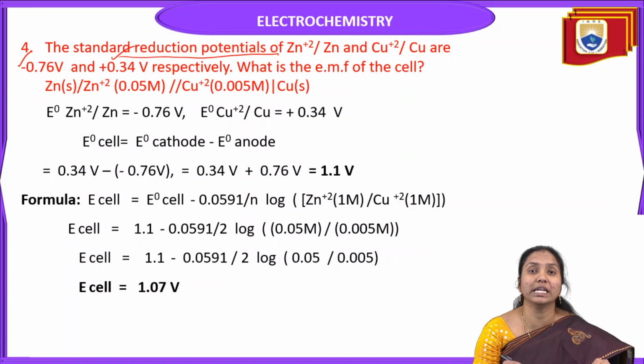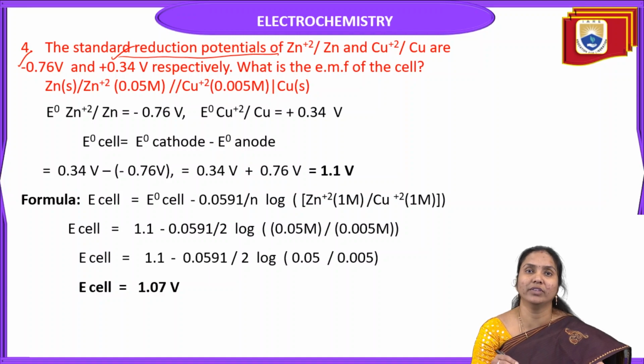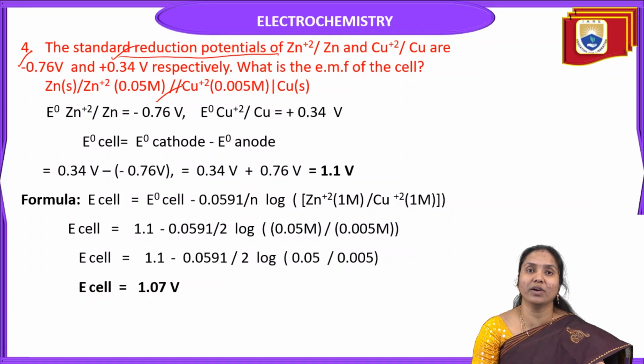Here we are using 2 electrodes, zinc and copper. In this data the standard electrode potentials of zinc and copper are given, and the concentration is also given here. So now you can calculate the EMF of the cell. So the standard electrode potential of zinc value is minus 0.76 volts. The negative sign indicates oxidation potential, the positive sign indicates reduction potential. So the standard electrode potential of zinc equals minus 0.76 volts, and the standard reduction potential of copper equals plus 0.34 volts.